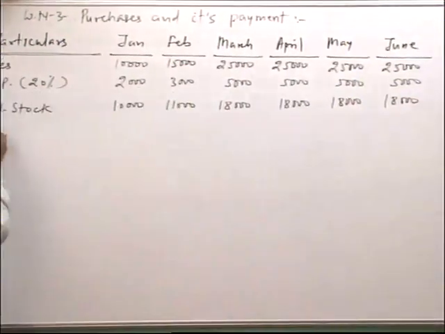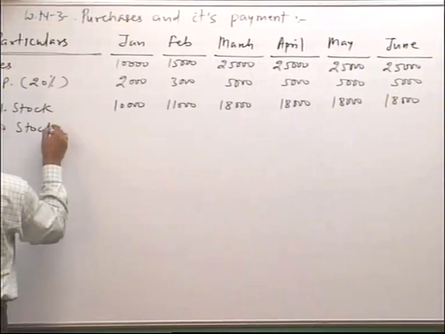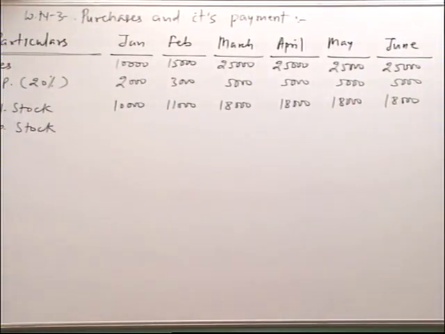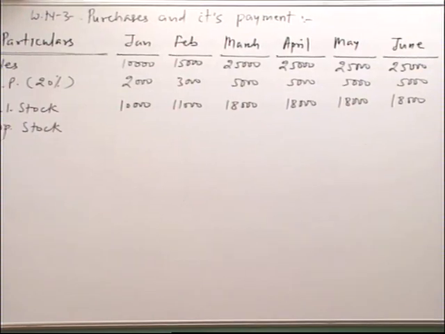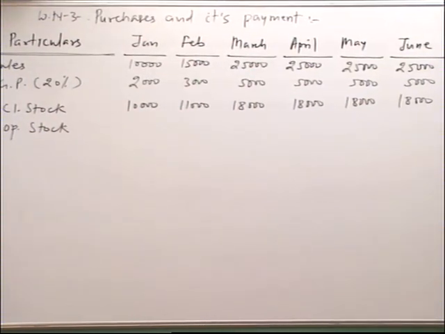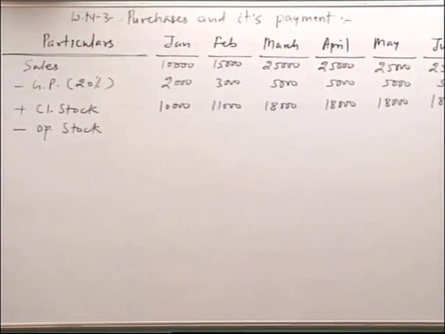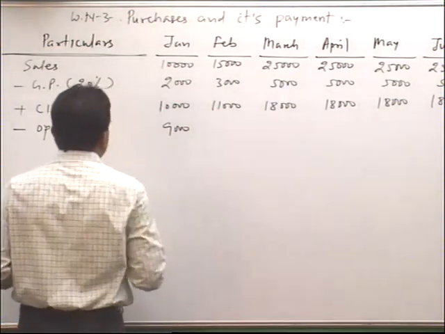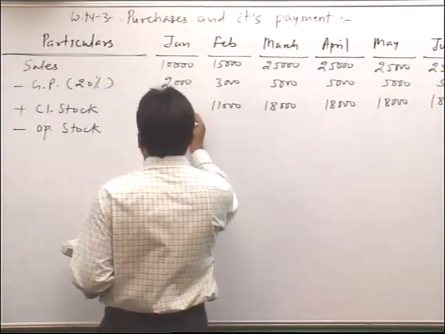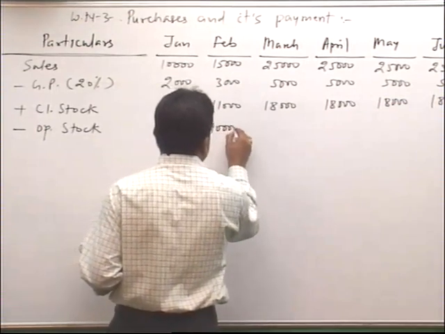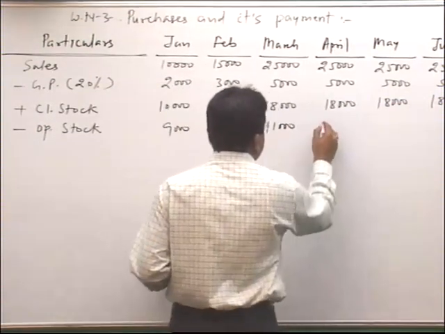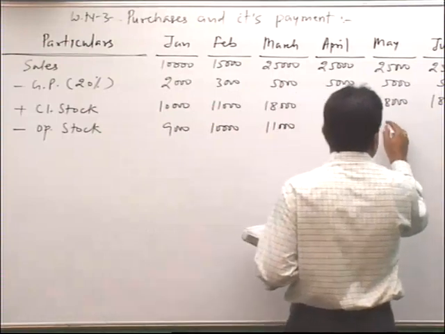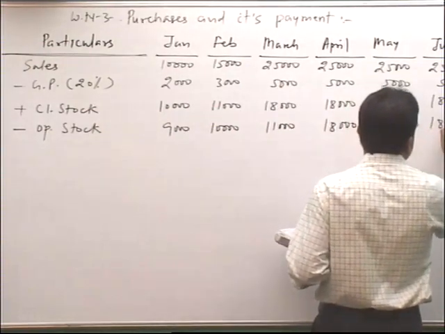And then deduct opening stock. Opening stock of January will be the closing stock of December. So please see the balance sheet given in point number I. In the balance sheet, closing stock of December is 9,000. So it will be 9,000 rupees. Then opening stock of February will be the closing stock of January, so it will be 10,000, then 11,000, 18,000, again 18 and 18,000.